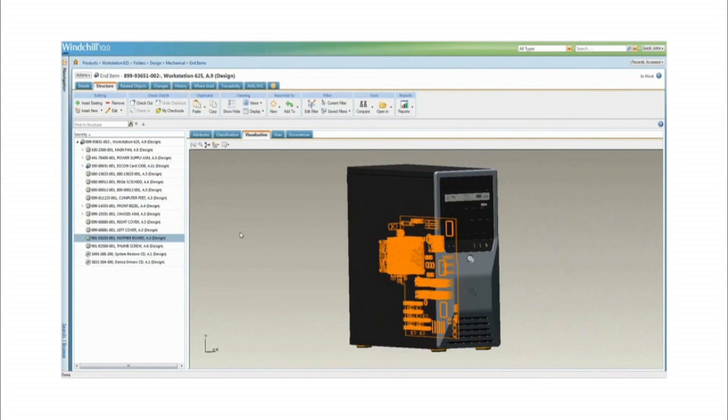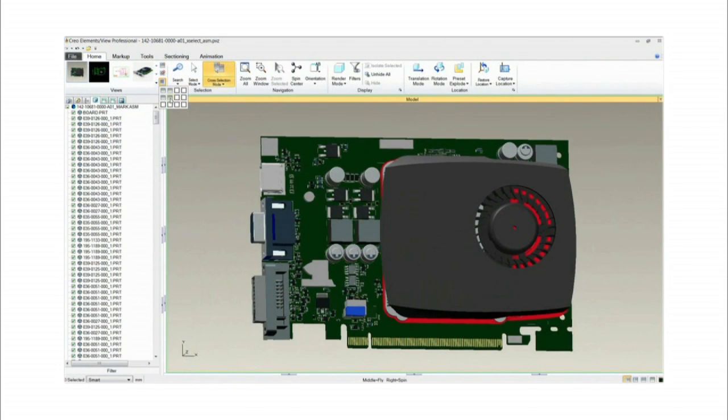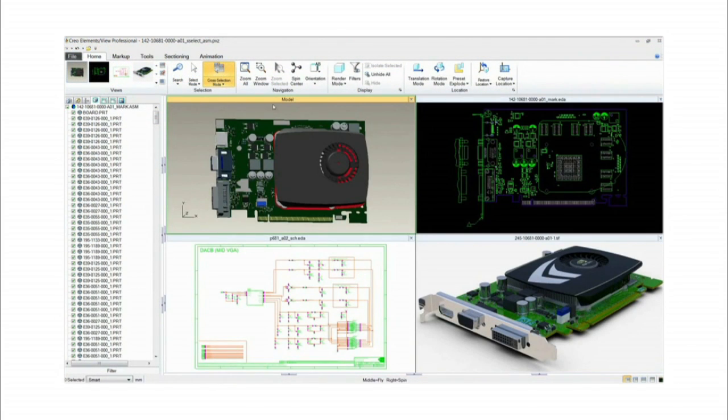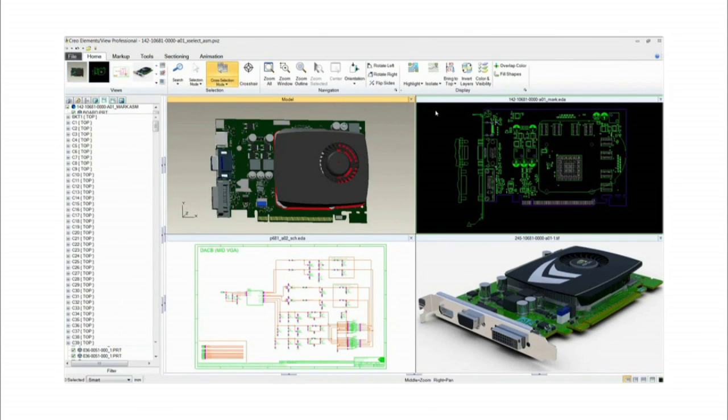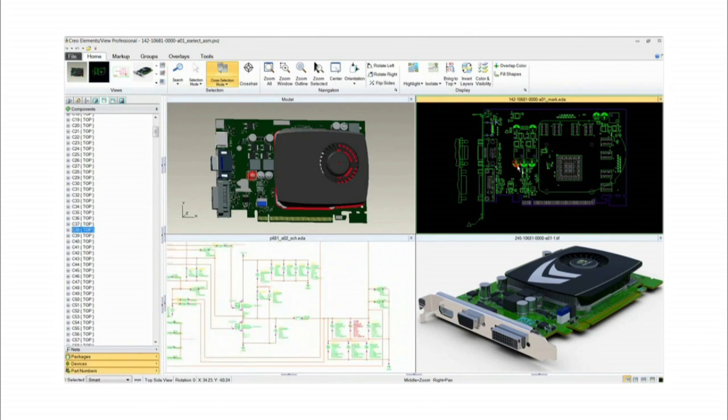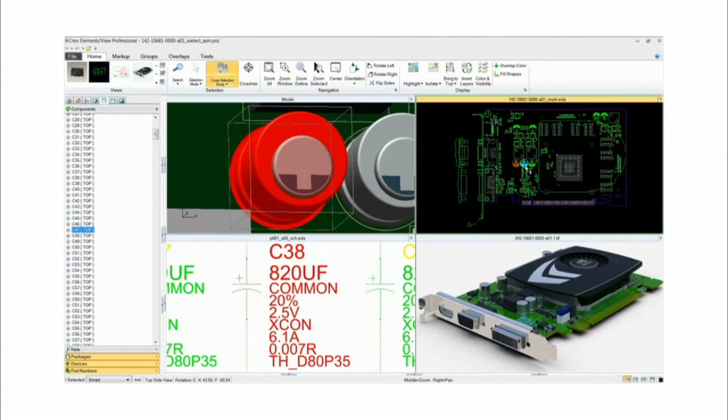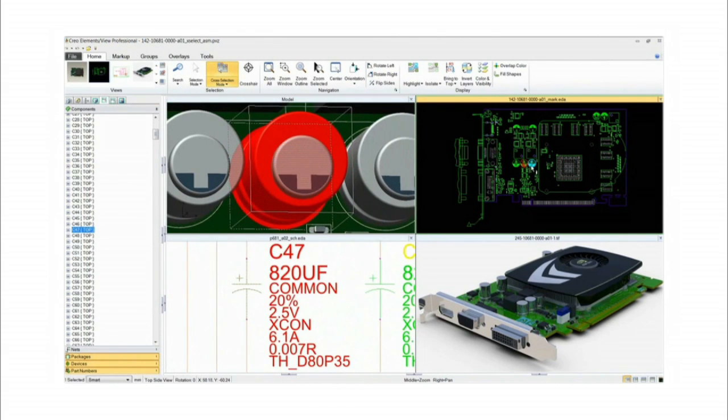streamlines processes. By centrally managing all product deliverables, Windchill resolves debates over conflicting information in disparate systems and helps identify potential problems early in the development phase, saving your company time and money.